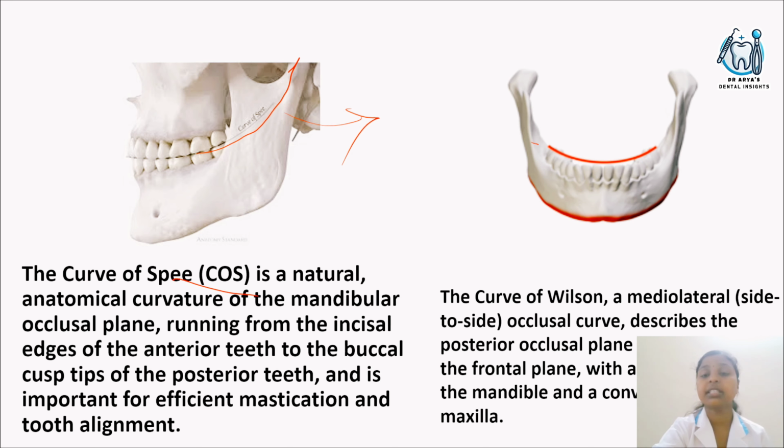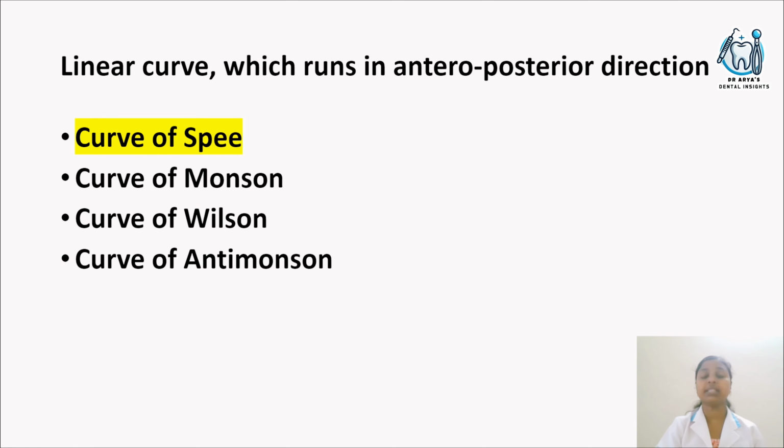Whereas this is the curve of Wilson and this is a mediolateral occlusal curve. So curve of Spee is the anteroposterior curve. So the answer is curve of Spee.